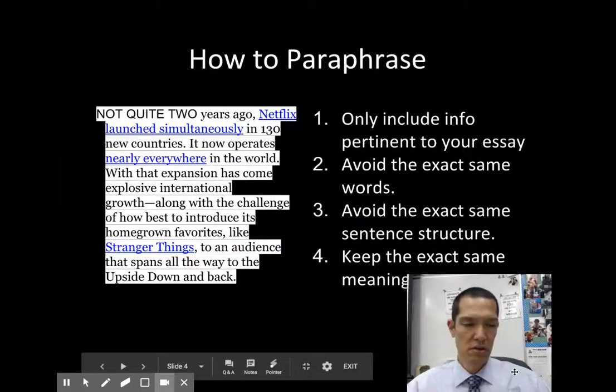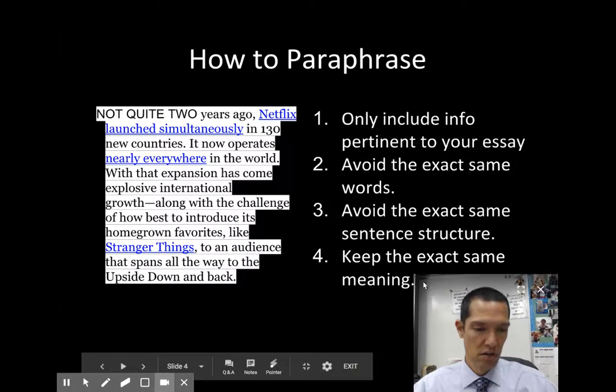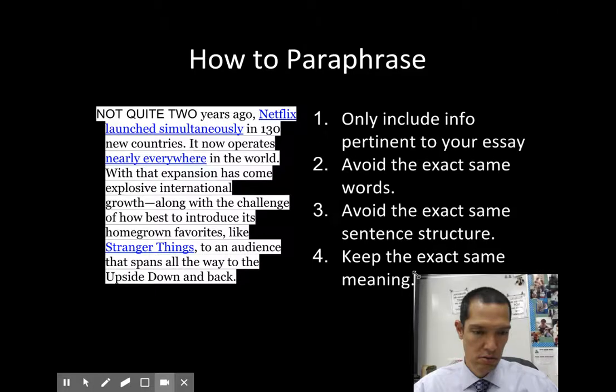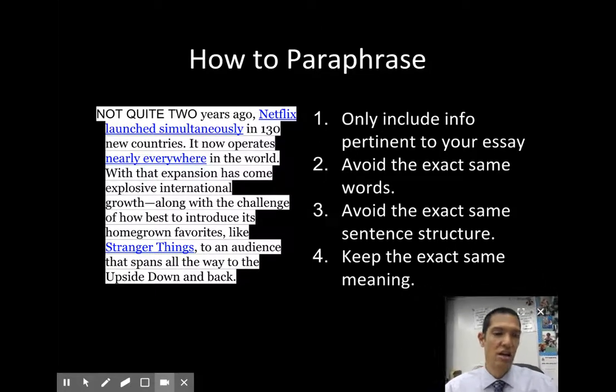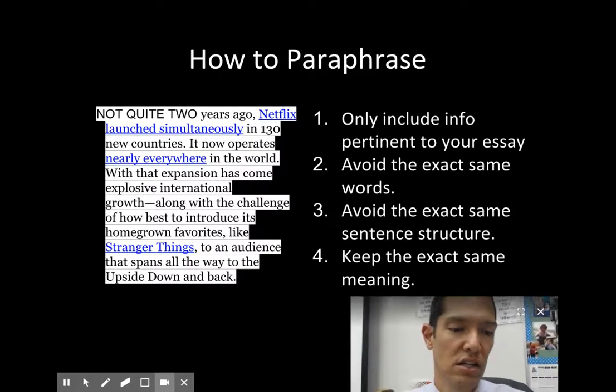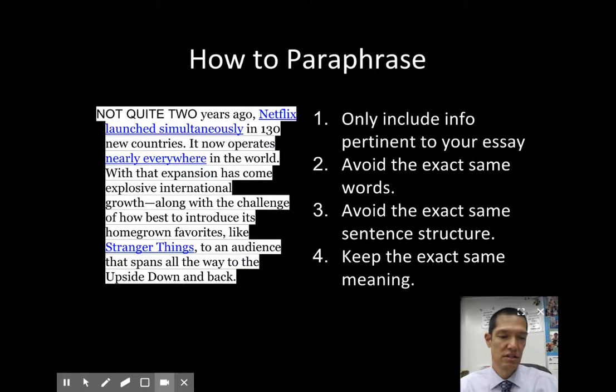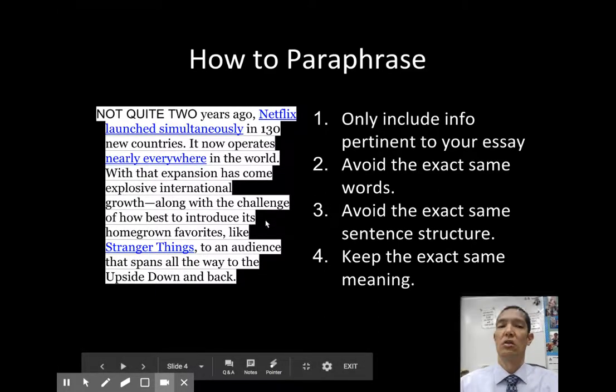Okay, I wonder if there's a way to shrink me. Can I make myself smaller? Ooh, hey, look at that. That's exciting. Okay, so that's quoting.